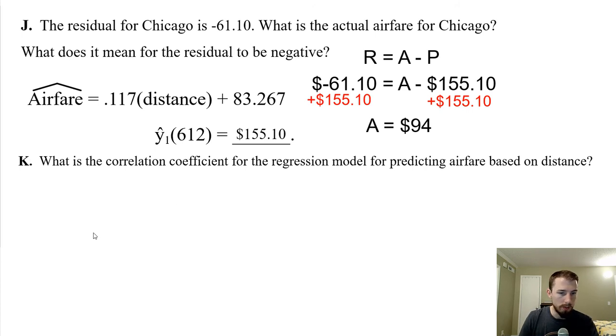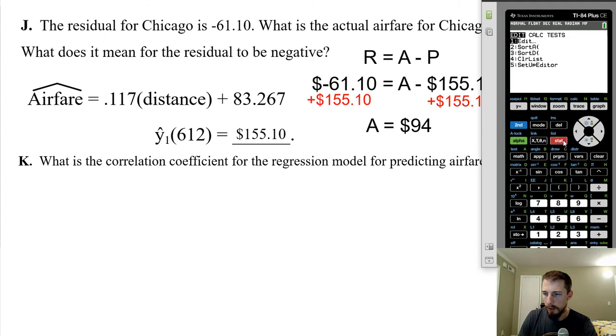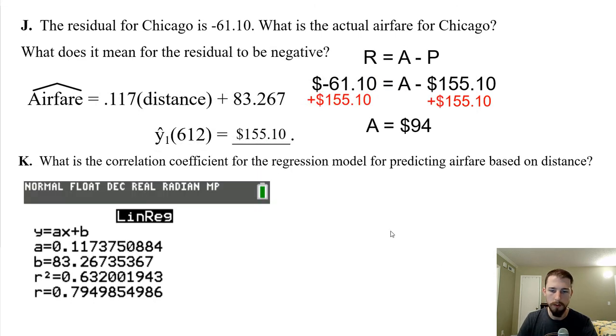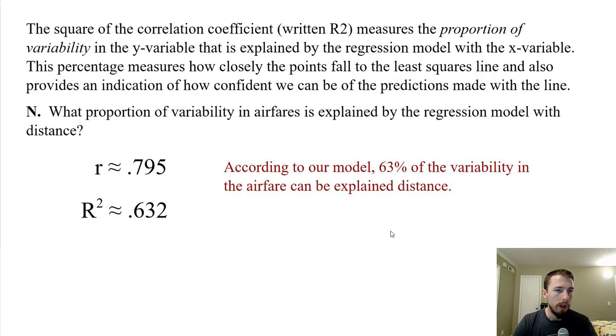All right, so what's the correlation coefficient for the regression model for predicting airfare based on distance? So the correlation coefficient, to find that, we run the linear regression, which I think we already did. So stat, calculate, linear regression 1 to 4. We don't need to store the regression in Q anymore because it's already been stored. So you can skip that now. Looks like our correlation coefficient is 0.795, I guess, if you wanted to round. So it's kind of nice I can do that. Don't know why I did it though.